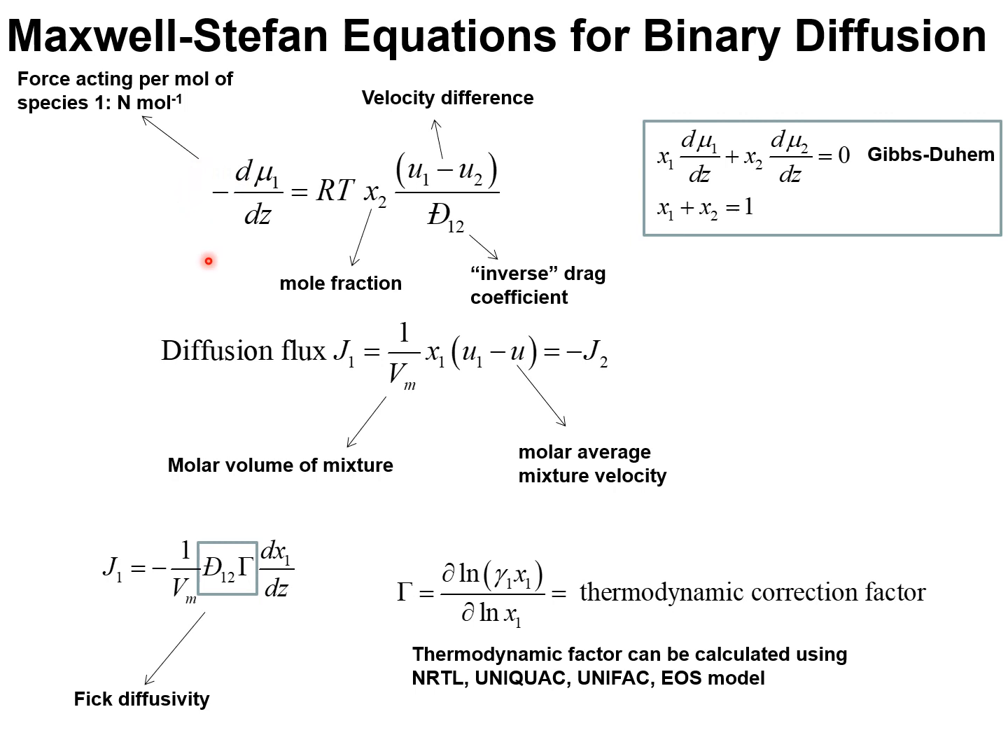In the Maxwell-Stefan formulation, the force acting per mole of species 1 is balanced by the friction species 1 experiences in undergoing relative motion with respect to species 2. The frictional term must be proportional to the composition, and we take that proportionality to be represented by the mole fraction of component 2. The physical significance of the Maxwell-Stefan diffusivity, where we use the symbol D with a line through it, is that it represents an inverse drag coefficient. The force acting per mole of species 1 is the negative of the gradient of the chemical potential, with the units newtons per mole.